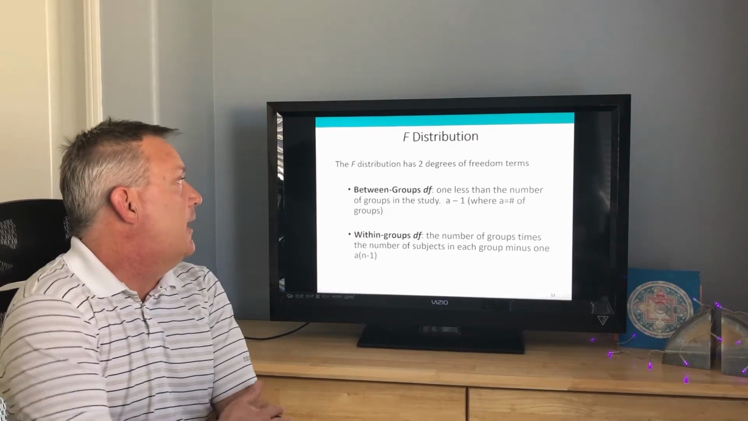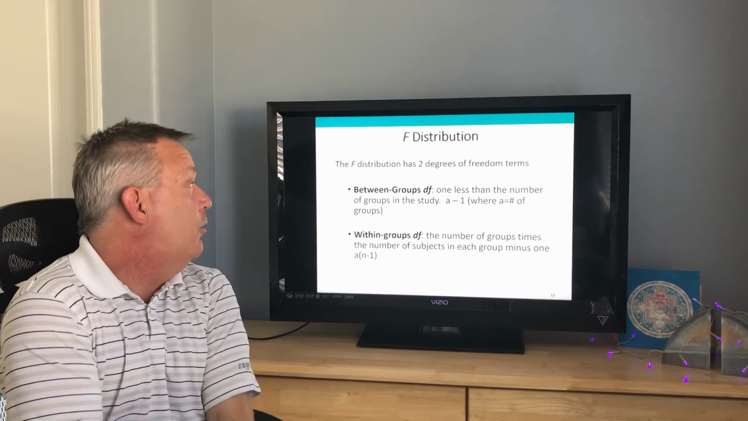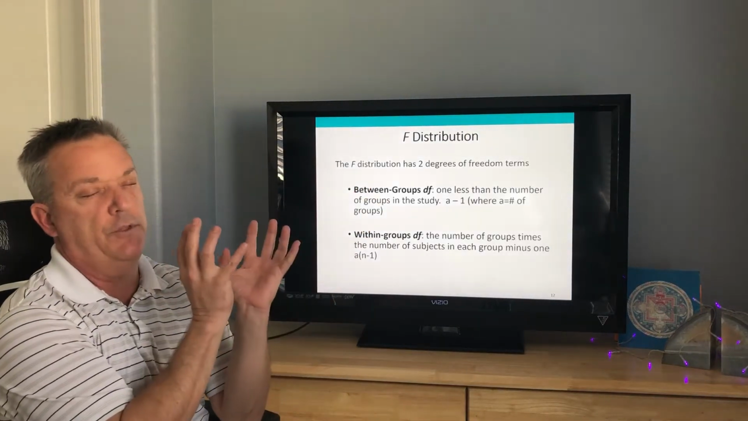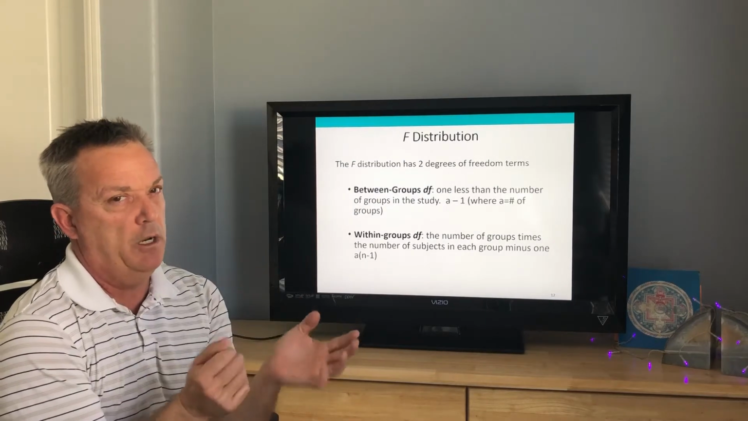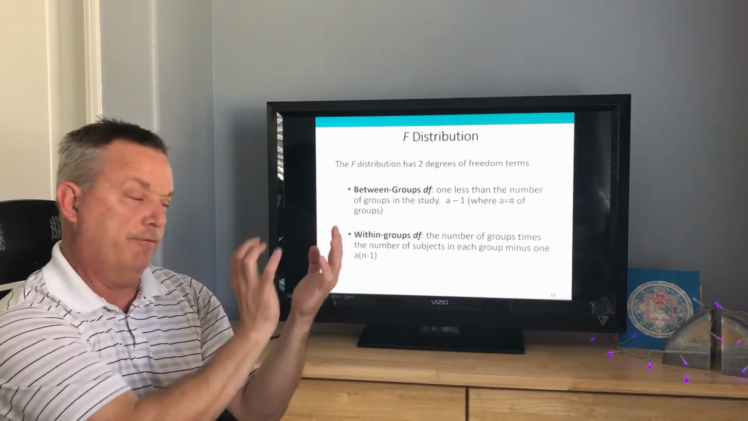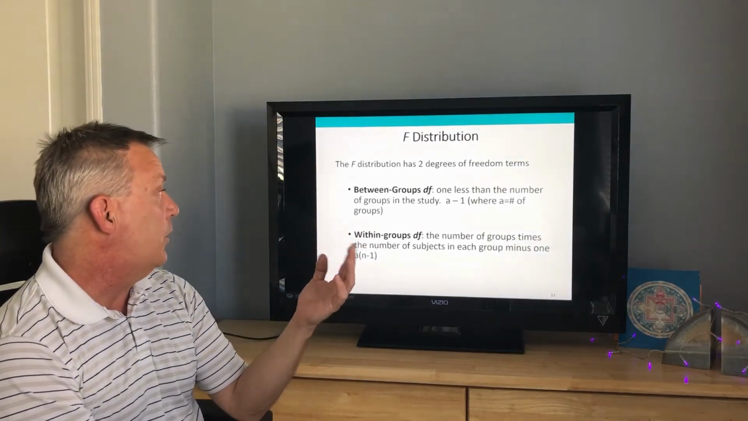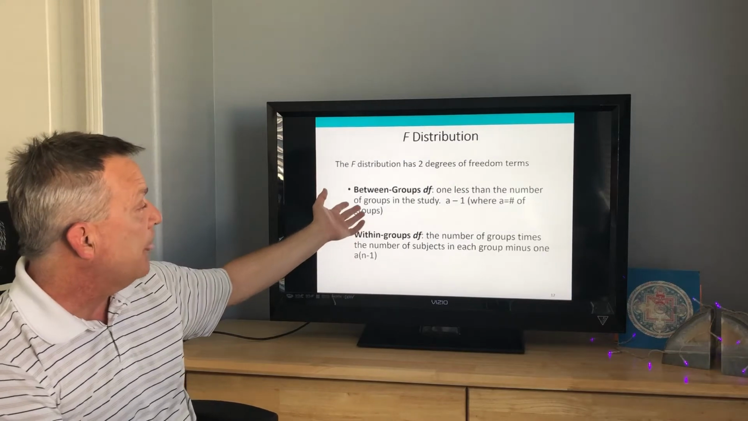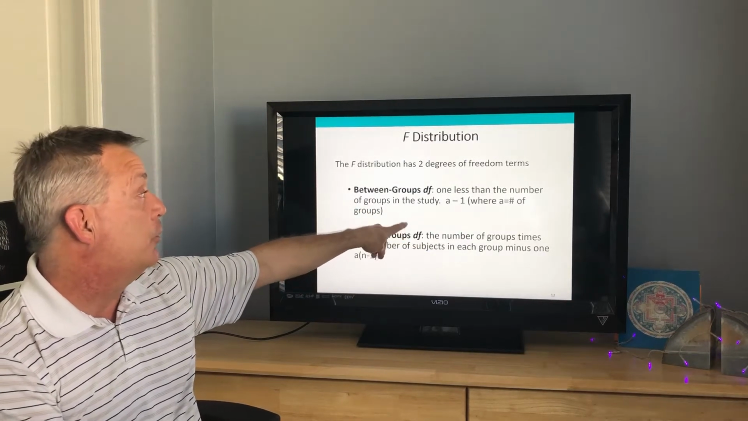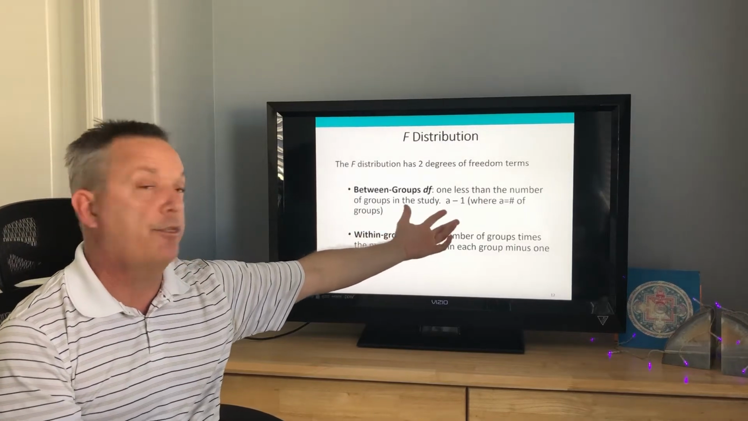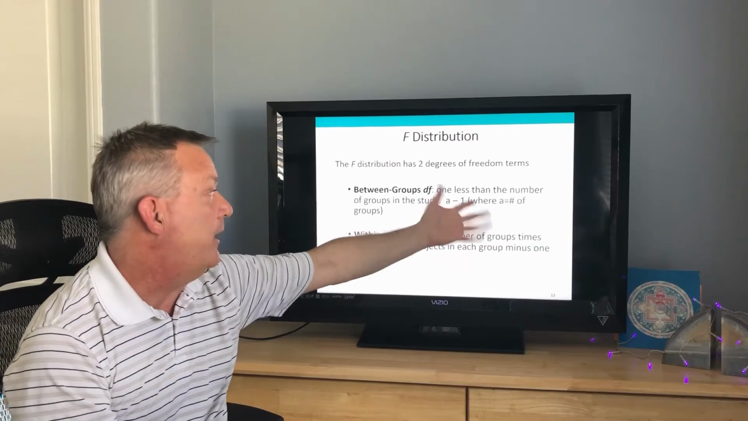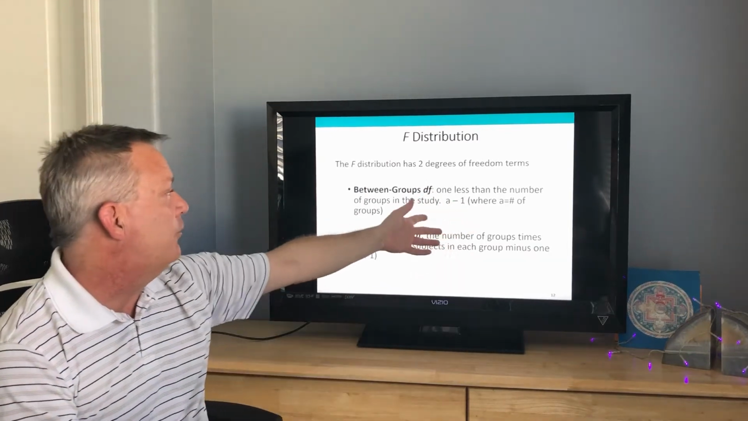The F distribution has 2 degrees of freedom terms that you'll want to know. And basically, remember, just start figuring out the equation and then what to plug in where in the equation. Have your notes lined out so you can easily find different terms that you're asked for on the quiz or exam. For example, the between groups degrees of freedom is 1 less than the number of groups in the study. So let's say you had 3 different groups, then you would have 3 minus 1, for example, where A is the number of groups.